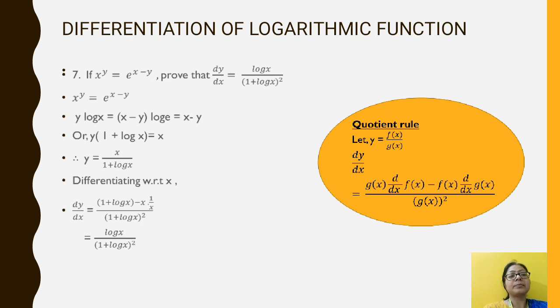Now we have to use the quotient rule, that is if y is equal to f(x) by g(x), then dy/dx is equal to denominator g(x) whole square, then in numerator g(x) unchanged into derivative of f(x) minus f(x) unchanged into derivative of g(x). So 1 plus log x whole square, then 1 plus log x unchanged, derivative of x is 1, then x unchanged, derivative of 1 plus log x is 1 by x. So after calculation we are getting what we have to prove.